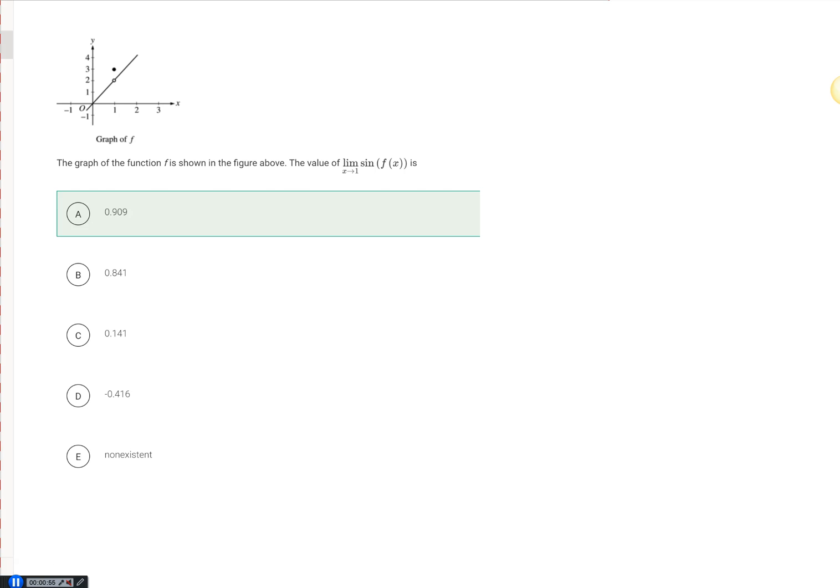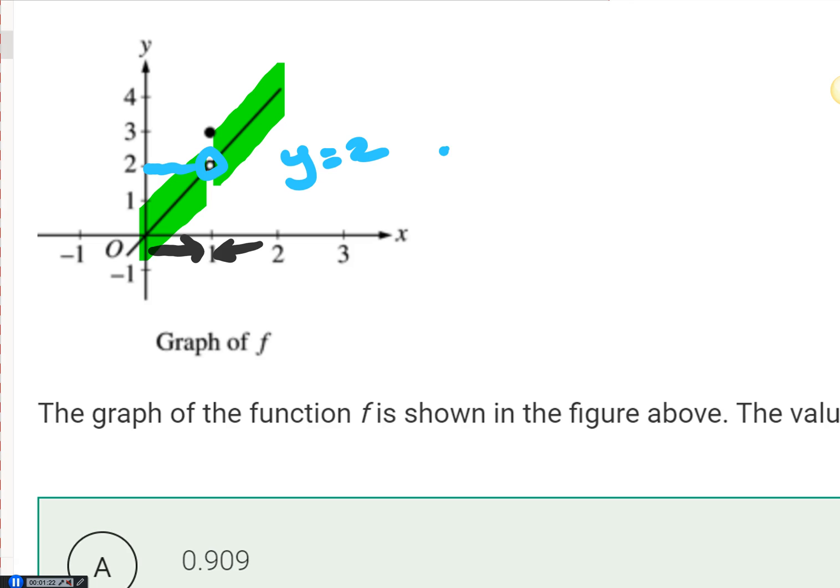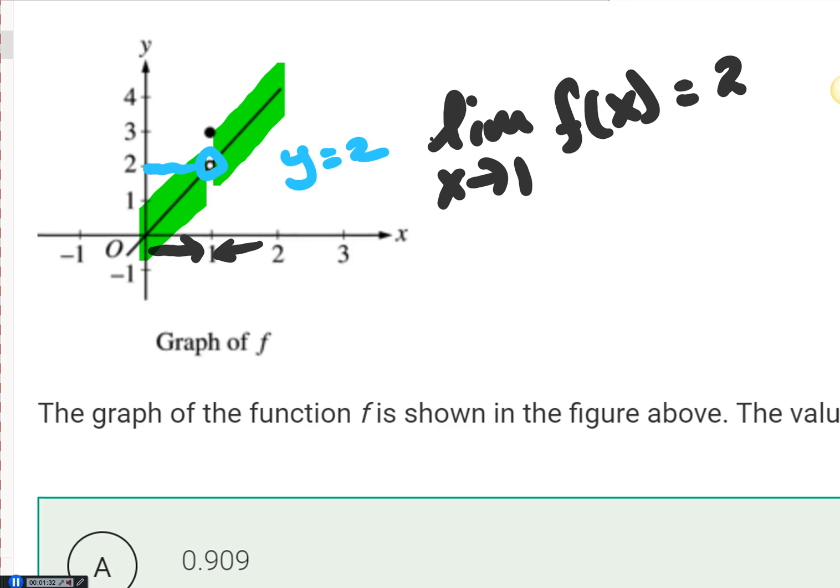If you look here at the function, as you're coming towards 1, so here's 1, from the left and from the right, you trace your function, the y value from the left and the right is getting close to this number right here, which is y equals 2. All right, so the limit as x approaches 1 of f of x is 2.